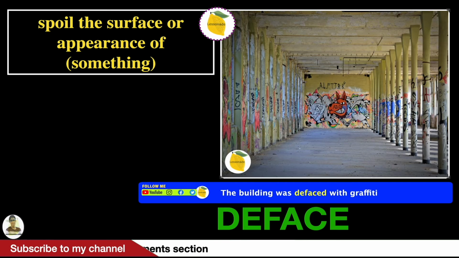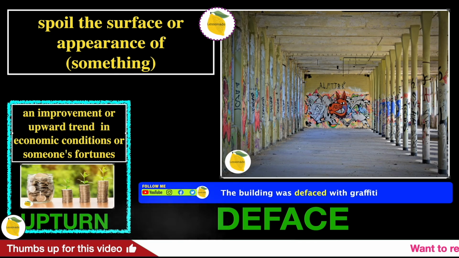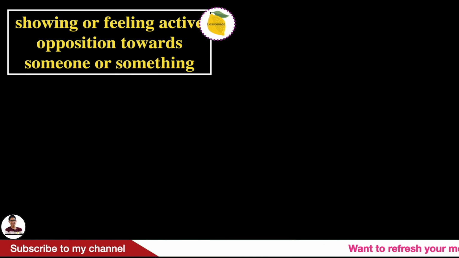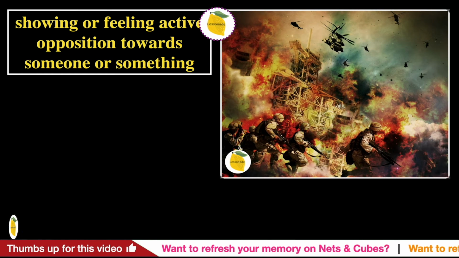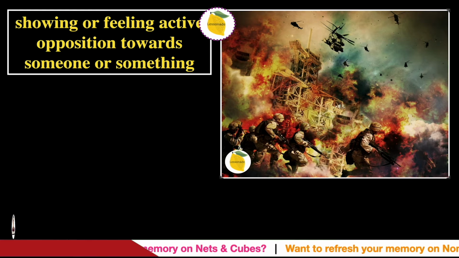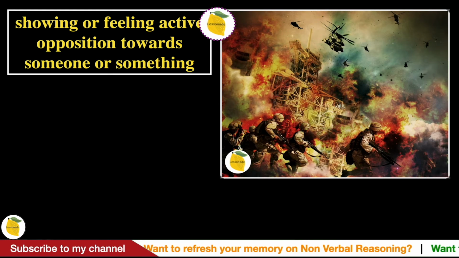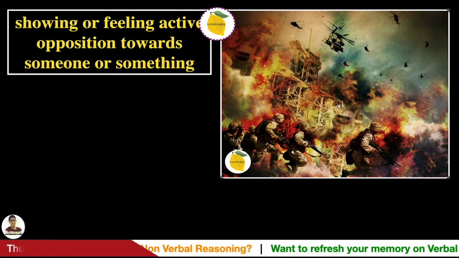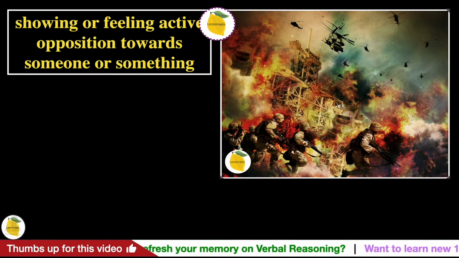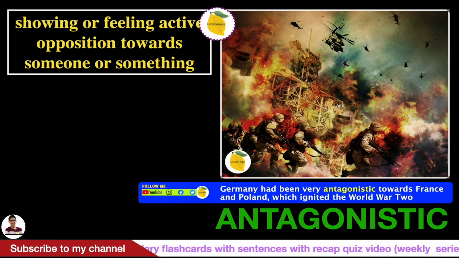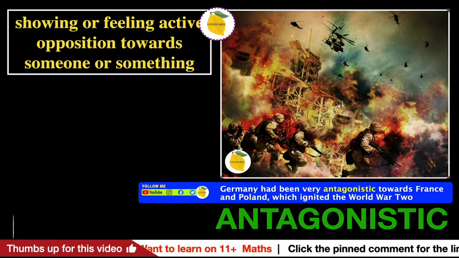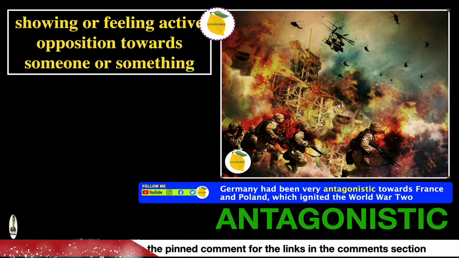So before we go on to the next one, let's try to recall the previous slide, and the previous slide is upturn. Let's go on to the next one. The next one is showing or feeling active opposition towards someone or something. In this picture, we can see people fighting in a war, and the war is often caused by the showing or feeling of active opposition towards someone or something. And therefore, the word will be antagonistic. And the sentence for this word is, Germany had been very antagonistic towards France and Poland, which ignited World War II.